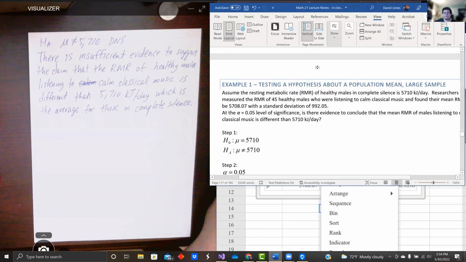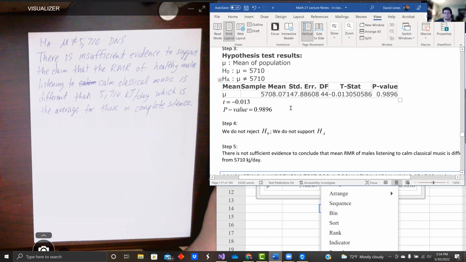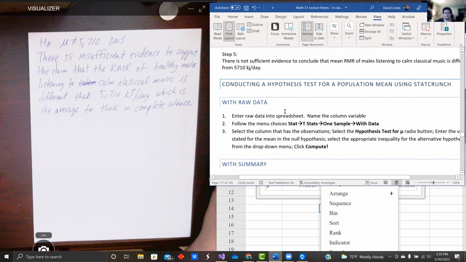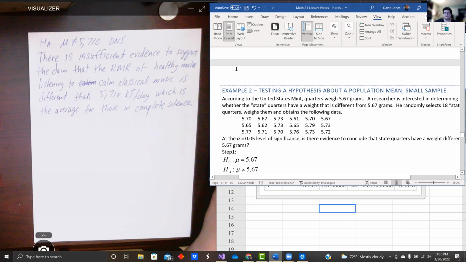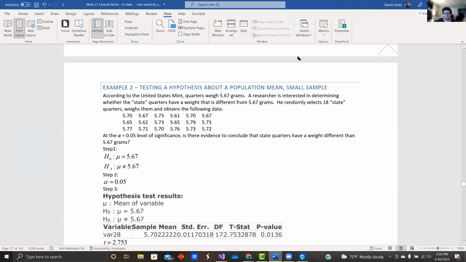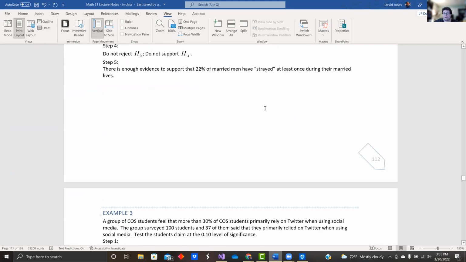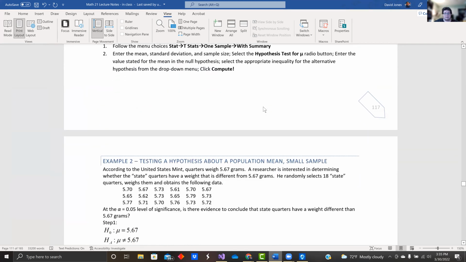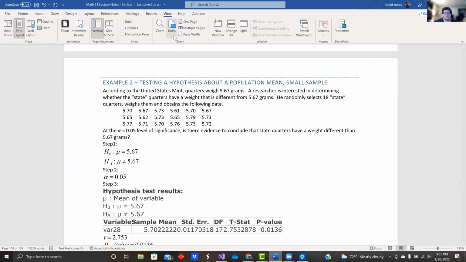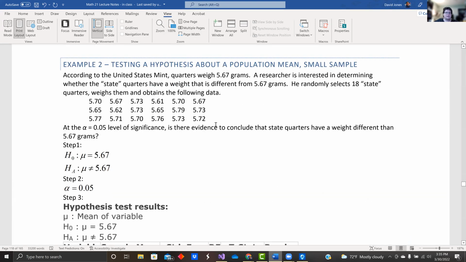Let's look at another example. This is the one I want to look at. So according to the US Mint, quarters weigh 5.67 grams. I'm going to write this down. So weight is 5.67 grams.